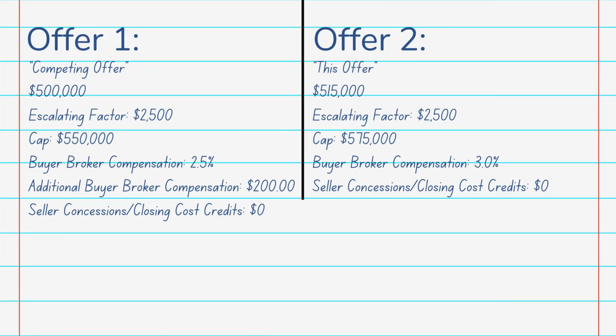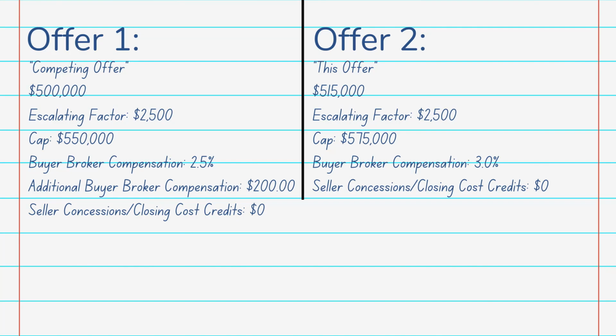Let's quickly move on to another example. In example 2, there will be differing compensation amounts among the offers and also differing caps. Let's plug in our offer details into the calculator. Offer 1 will be our competing offer. Starting amount is $500,000. Escalating factor is $2,500.